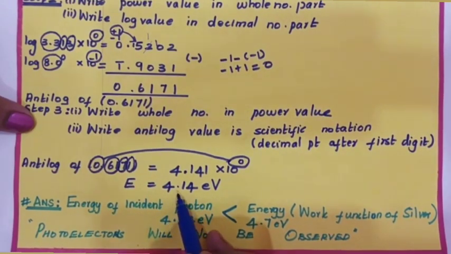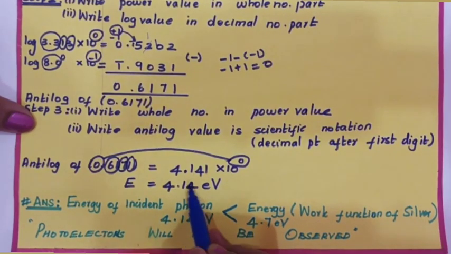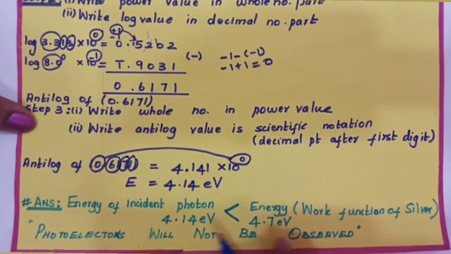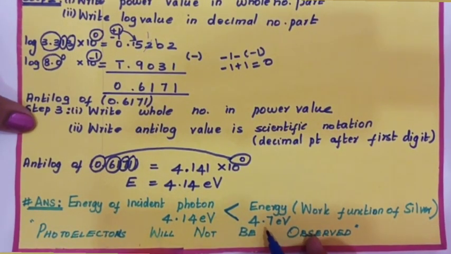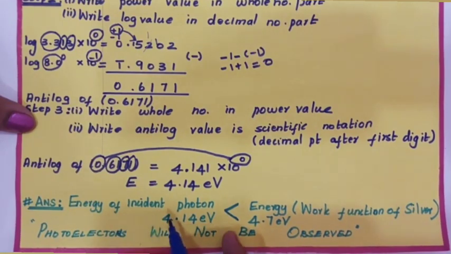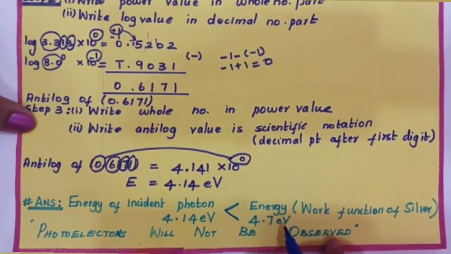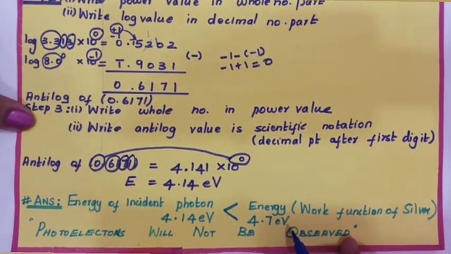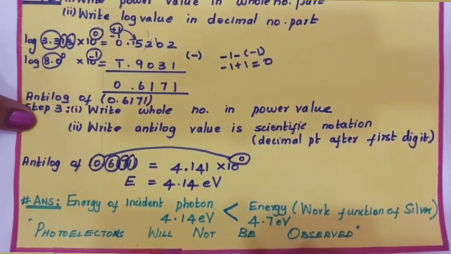Here our given work function value is 4.7. Now we are going to compare this with that value. You see, 4.14 is less than 4.7. That is, the energy of the incident photon, 4.14 electron volt, is less than the work function of silver, 4.7 electron volt. So what we observe is that no photoelectrons will be emitted.